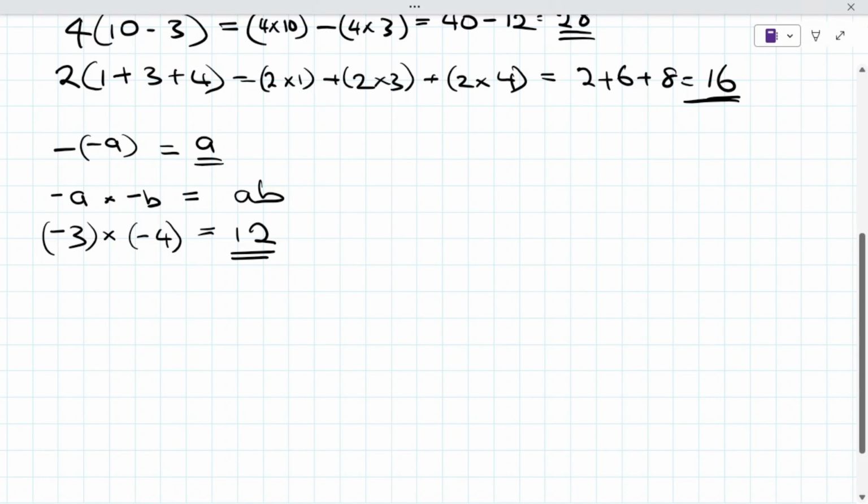Now, it's also important to note that a negative number, negative 3 for example, multiplied by a positive number, the answer will always be negative. So a negative multiplied by a positive will always give us a negative. And the same is true: a negative number divided by a positive number, the answer will always be a negative answer. Of course, as long as the denominator value is not 0.